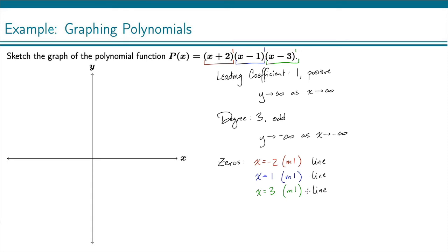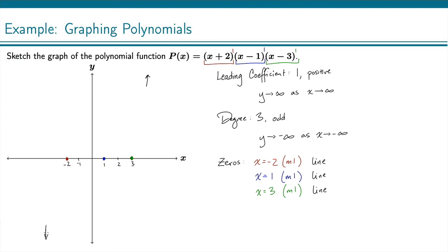So we can draw our end behavior, which is that we're going up on the right and down on the left. And then we draw our zeros. So I've got, let's see, negative 2, negative 1, up through 3 where I've got my zeros. So I've got at negative 2, I've got a 0. And at 1, I've got a 0. And at 3, I've got a 0.